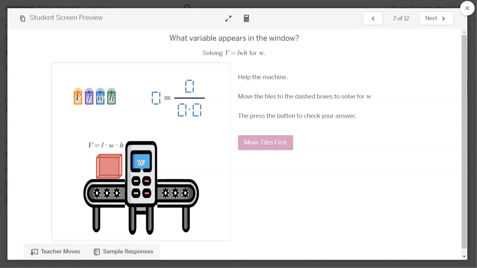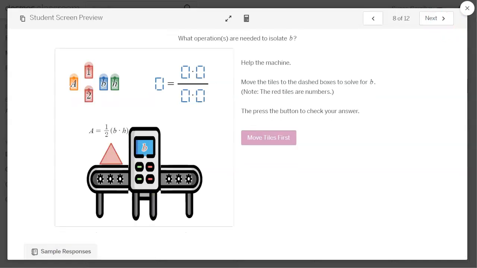Okay, here we have another machine. The variable is W that we're solving for, and to do this problem they have to move their tiles first. So they're going to drag these 4 colored tiles into this expression where the little dashed rectangles are, and once they get them in place, then they'll be able to press the button that says move tiles first. So this is a way to check their answer.